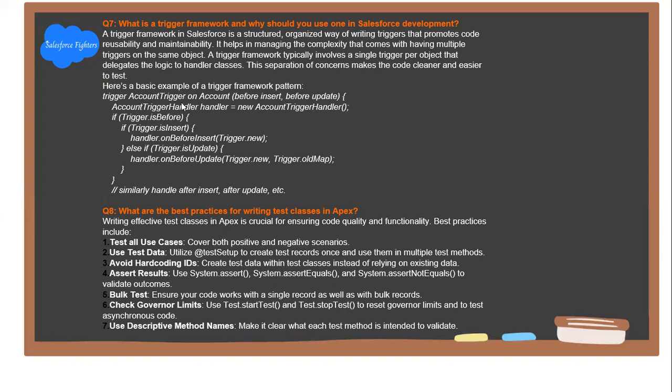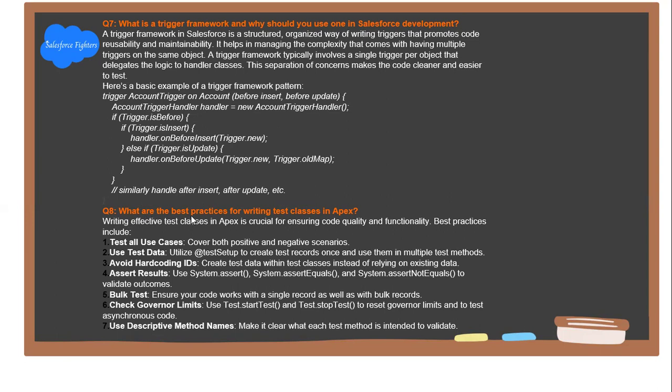Trigger AccountTrigger on Account before insert and before update. AccountTriggerHandler handler = new AccountTriggerHandler. If Trigger.isBefore, and if Trigger.isInsert, handler.onBeforeInsert(Trigger.new). Else if Trigger.isUpdate, handler.onBeforeUpdate(Trigger.new, Trigger.oldMap). Similarly, handle after insert and after update.